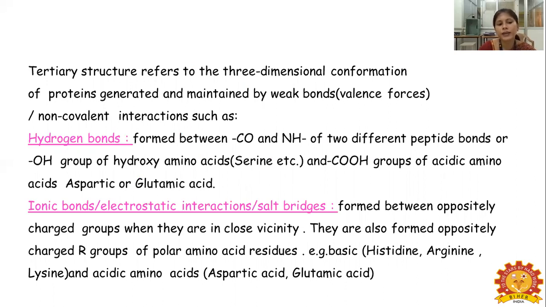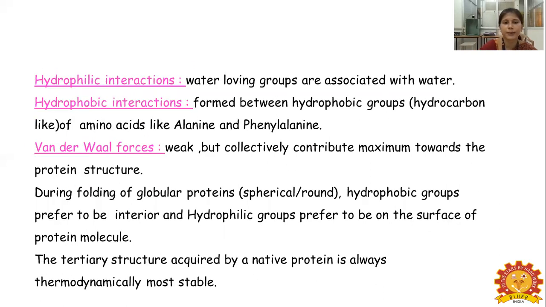Next, we'll talk about ionic bonds or electrostatic interactions, which may also be called salt bridges. They are formed between oppositely charged groups that are in close vicinity. They are formed by oppositely charged R groups of polar amino acids, like a basic amino acid making an electrostatic interaction with an acidic amino acid.